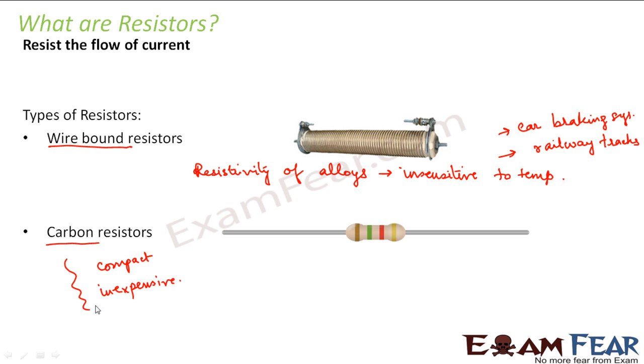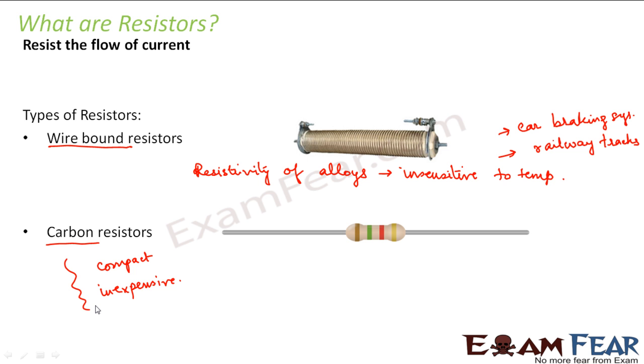But the disadvantage with carbon resistors is that they cannot withstand very high temperature, because with increase in temperature the resistivity changes. There is a good variation in the resistivity with increase in temperature. Because of this disadvantage, carbon resistors are not used in car braking systems or railway tracks. We mostly use these carbon resistors in small electric circuits. You also perform your experiments in the lab using these carbon resistors.